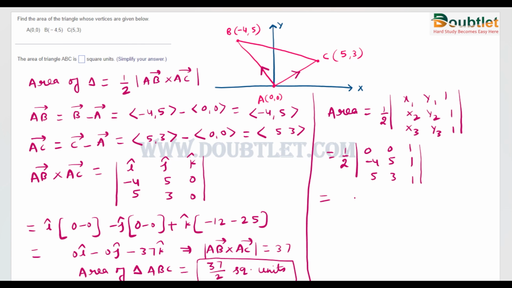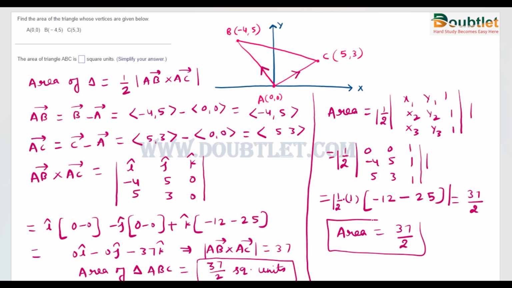Now we need to expand this determinant with the third element of the first row. So we will write it as 1 multiplied by, so we will ignore this row and this column. Then we will multiply minus 4 by 3 minus 5 by 5. So it will become minus 37, and 1 by 2 is the multiplication in the starting. And we need to find the magnitude of this, because area is always positive, area can never be negative. So area is 37 divided by 2. So this is the alternate method.